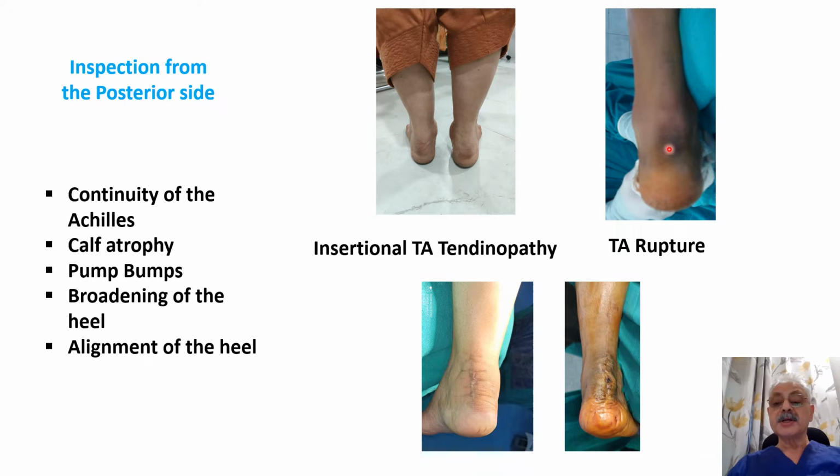Here you see there is a big defect in the tendo Achilles just above the calcaneus, and the contour of the tendo Achilles is lost. This patient had a tendon rupture, and the patient may come to you with surgeries done due to tendo Achilles pathologies, and you can see the incisions and the leftovers after the surgeries and the infections also. Then I try to look at the alignment of the heel when inspecting from the posterior side, but it is better to judge the alignment in the standing position, which we have discussed in the previous slides.